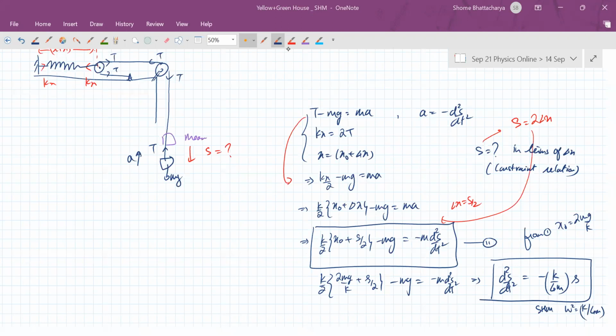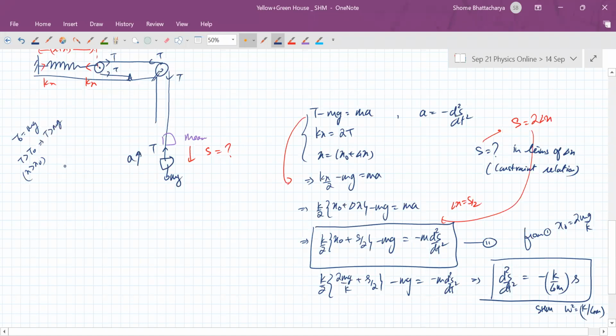Depends. If you want to write downwards, it's mg. But see, you have to understand one thing. You have gone beyond the equilibrium point. So the acceleration will be upwards now. So see, T naught was equal to mg. Now T is greater than T naught because x is greater than x naught. So that means this tension is greater than mg. So that's why the acceleration is upwards.